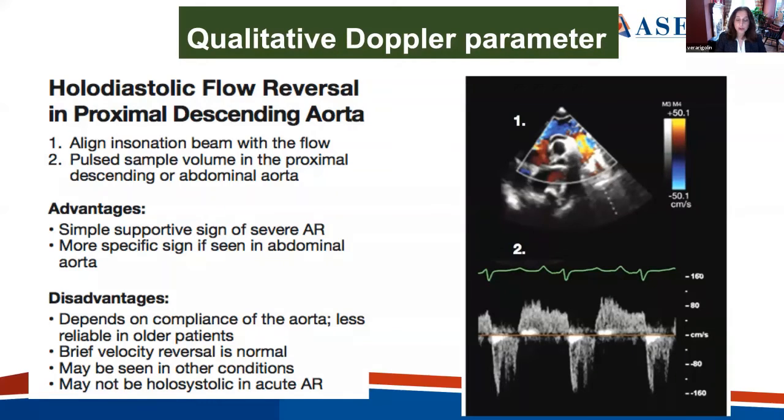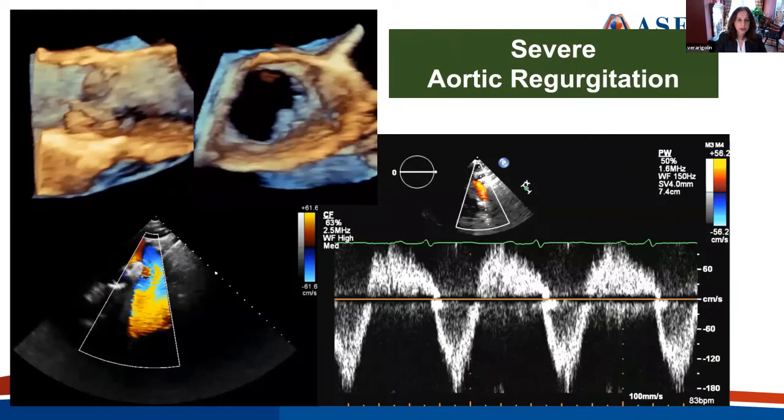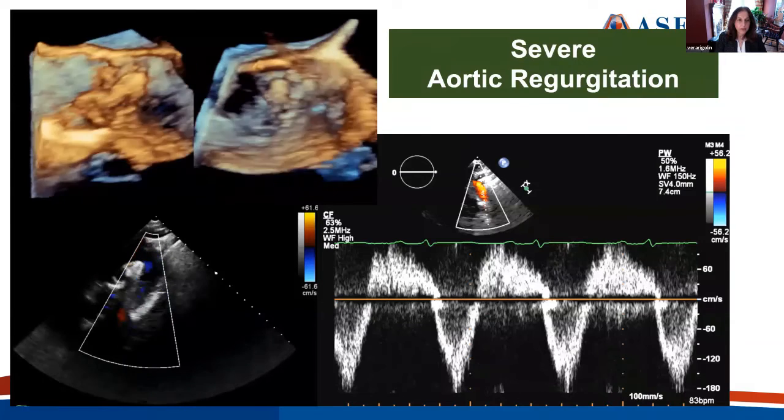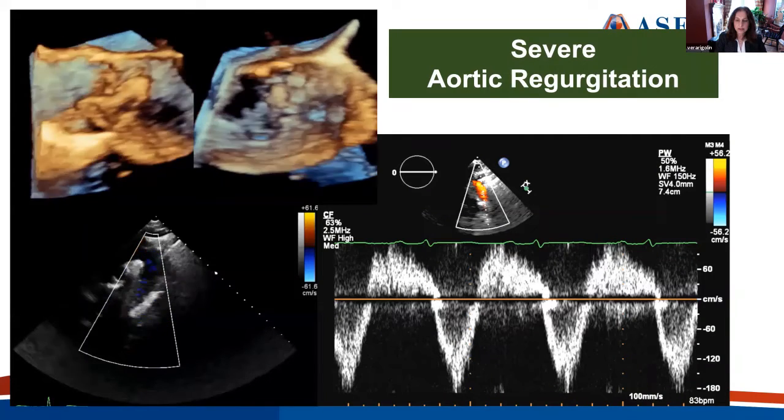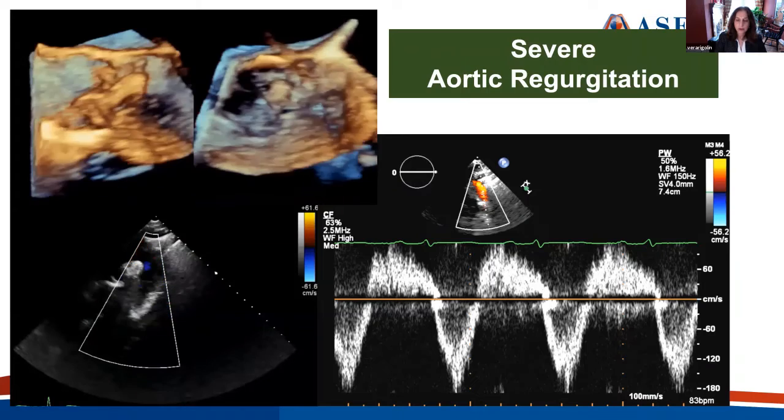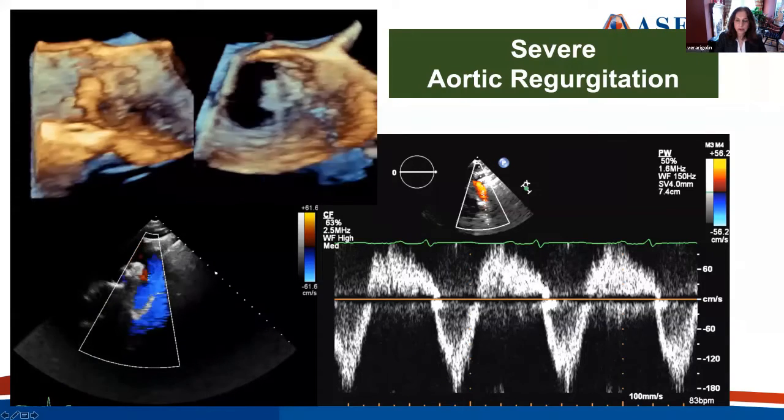Brief flow reversal is normal, so we want to look for the holodiastolic flow reversal as shown in the example here. And this may be seen in other conditions and may not be seen in the presence of acute AR. So don't discount the presence of severe aortic regurgitation if you don't see this finding, particularly if we're dealing with acute situations. So here's just an example of a patient that has severe aortic regurgitation, and you can see the nice pulsed wave signal of the holodiastolic flow reversal in the aorta here.